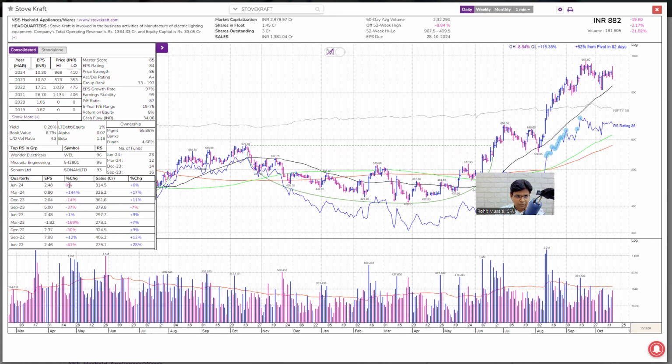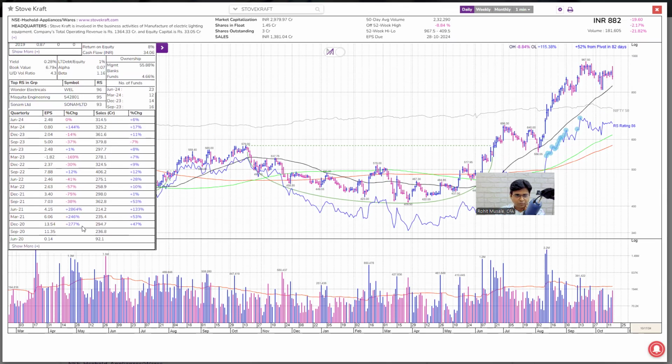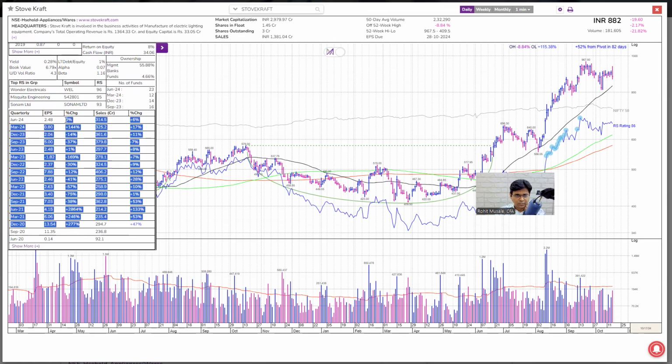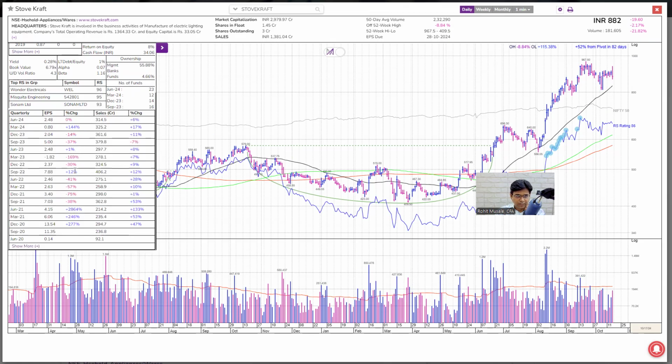I see a problem here. So fundamentals of the company are weak. See how many quarters out of these many quarters, see how many red colors. Red colors means deceleration. That is not convincing. If the earnings growth is 144% in March quarter and 0% in June quarter, that's very erratic. It's not consistent. It's not stable.